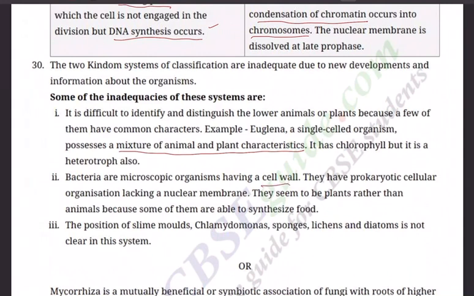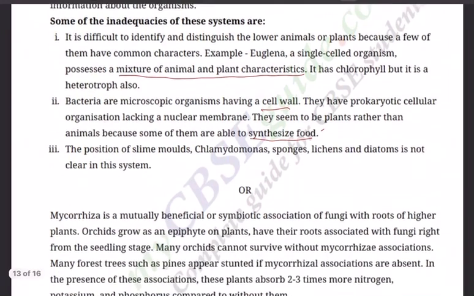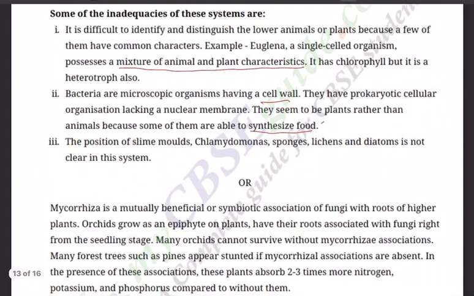2. Bacteria are microscopic organisms having a cell wall. They have prokaryotic cellular organization lacking a nuclear membrane. They seem to be plants rather than animals because some of them are also able to synthesize food using solar energy. 3. The position of slime molds, Chlamydomonas, sponges, lichens, diatoms is not clear in this system. Hence, the two kingdom classification is a failure.